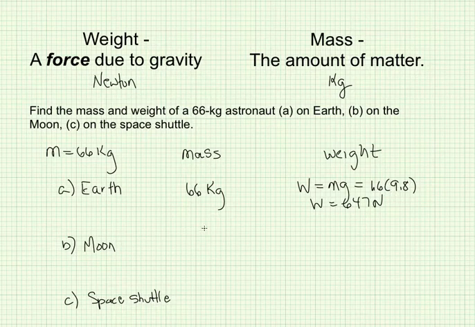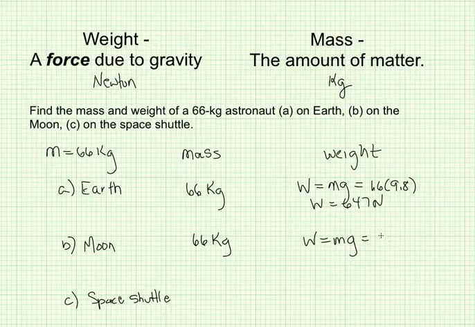All right, let's do it on the moon. How much mass does my astronaut have? How much matter is present? Well, he hasn't gone on a diet, so his mass is still 66 kilograms. But what about gravity? Is gravity going to be the same on the moon? And the answer is no. It's going to be much less, and that's why when you see images or video of astronauts walking on the moon, they move so differently, because gravity is so much smaller.